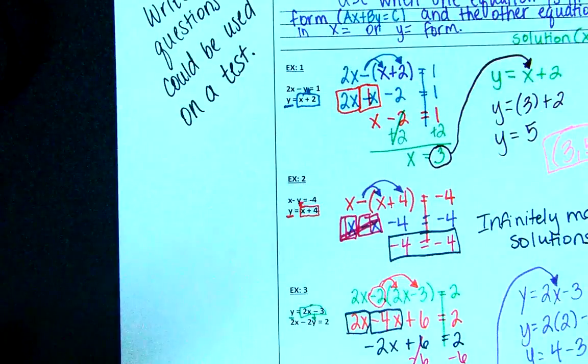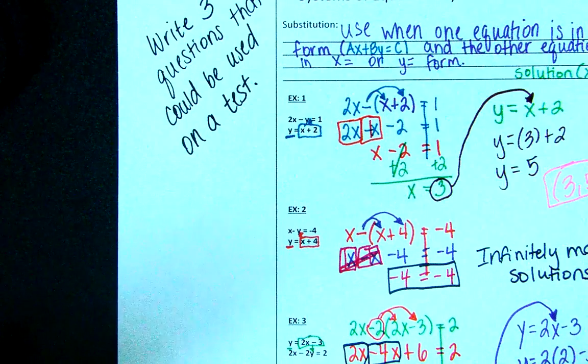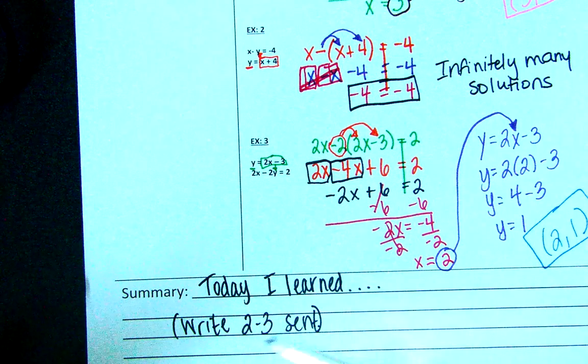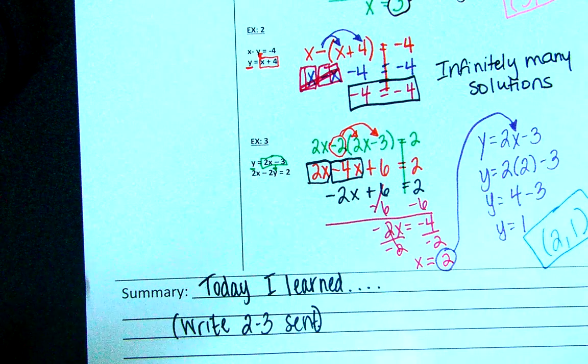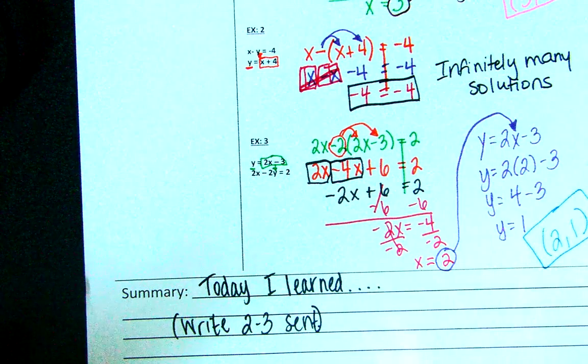Okay? So over here, on the left-hand column, you're going to write 3 questions that could be used on a test, or 3 test questions. And then on the summary, you're going to start with today I learned and write 2 to 3 sentences. Okay? And have these ready for tomorrow so you can teach your non-lead teacher and have a wonderful night. Remember, this is your grade.